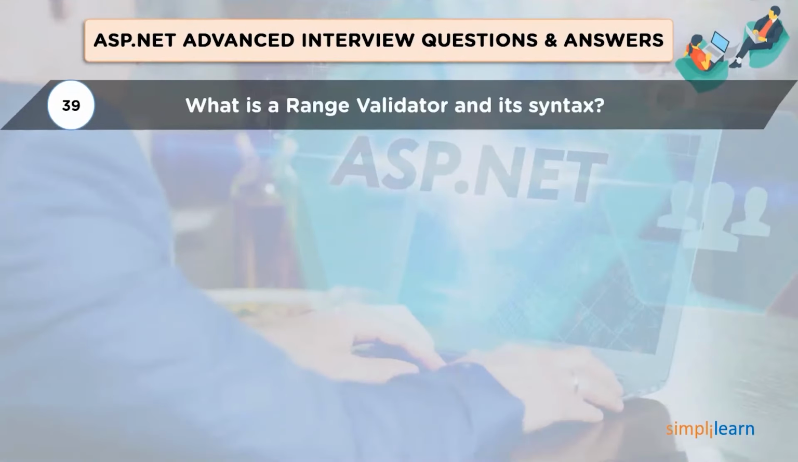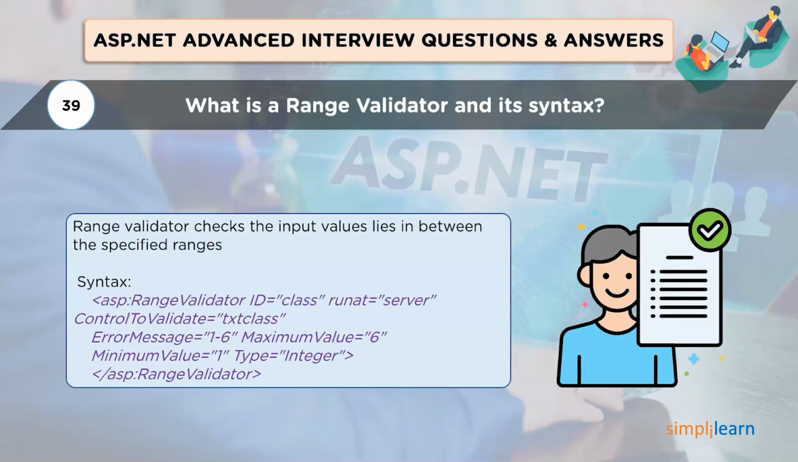What is range validator and its syntax? Range validator checks that the input values lie in between the specified ranges. Range validator has 3 main properties, that is type, minimum value, and maximum value. This is the syntax of range validator, wherein we have provided minimum value as 1 and maximum value as 6, and it is of the type integer.